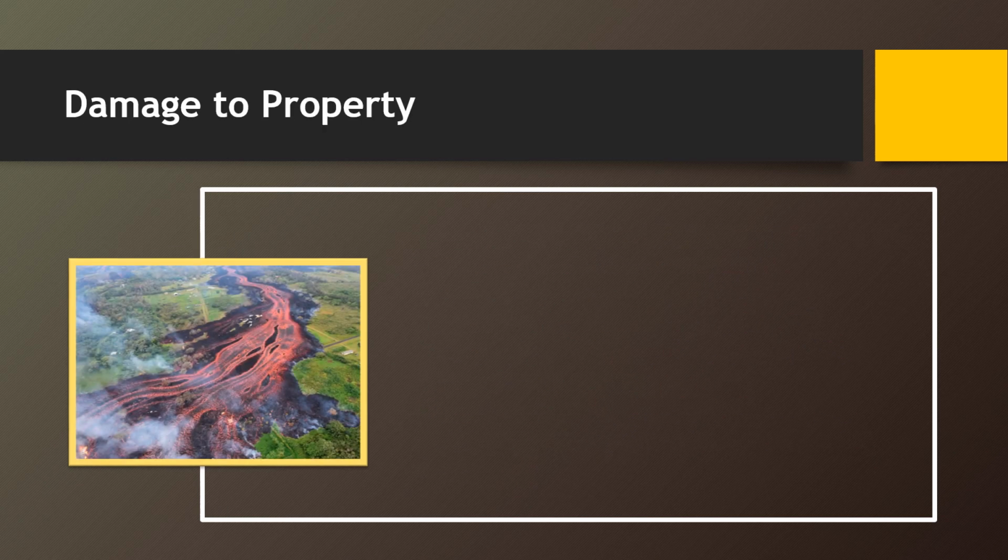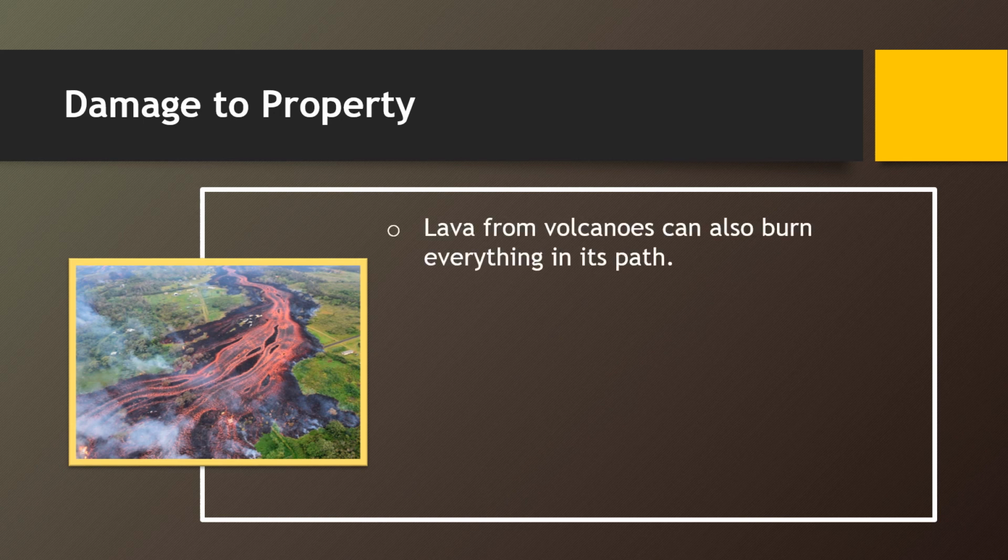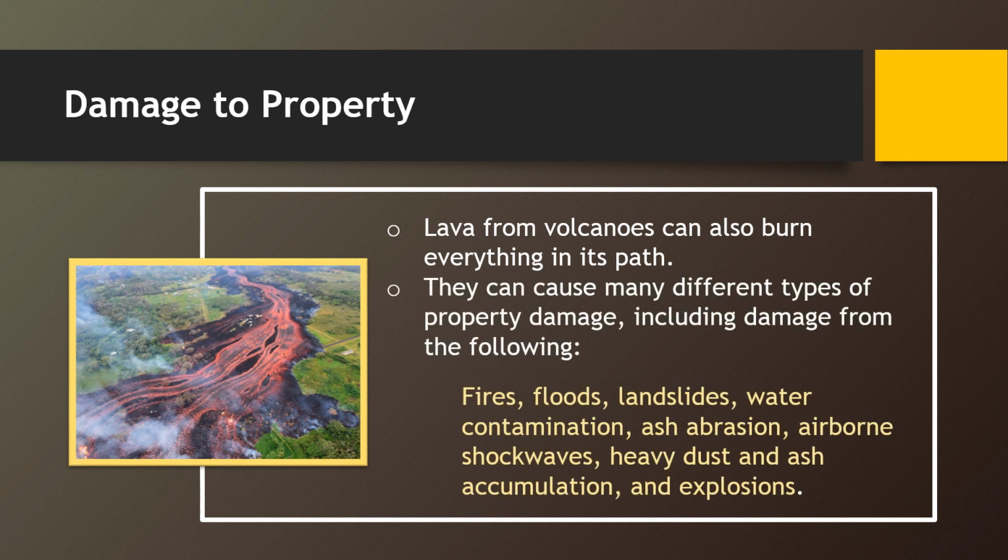Another disadvantage is the damage to property. Lava from volcanoes can also burn everything in its path, just like what you have seen in the illustration. They can cause many different types of property damage, including damage from the following. We have fires, floods, landslide, water contamination, ash abrasion, airborne shockwaves, heavy dust, ash accumulation, and explosions.